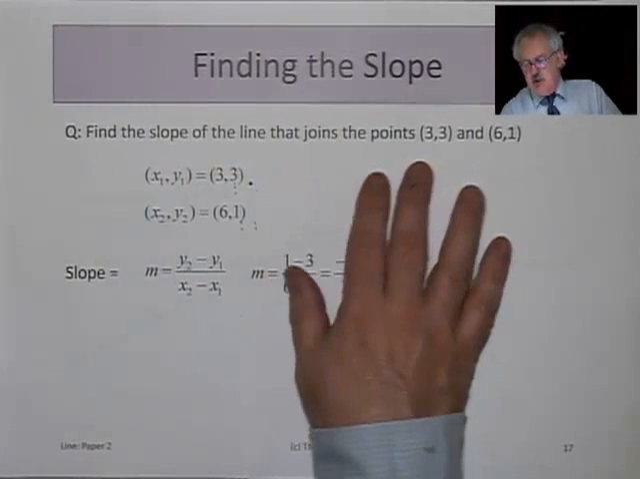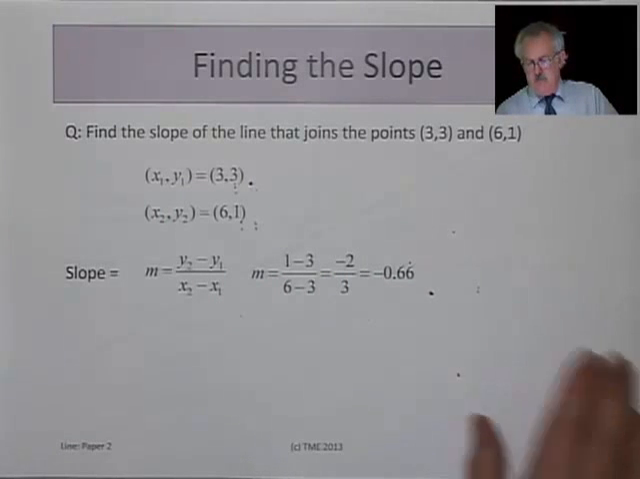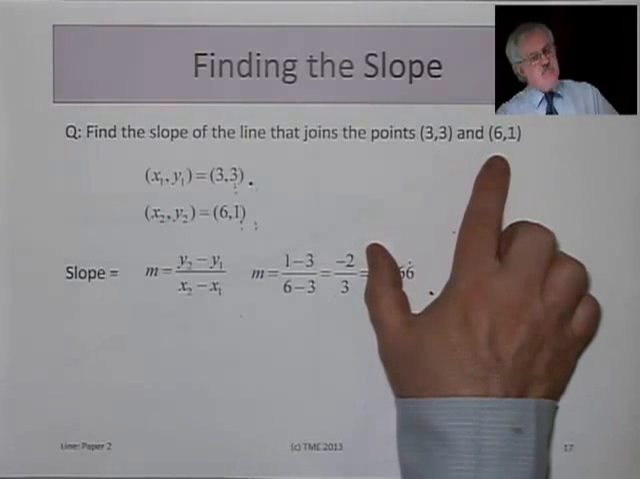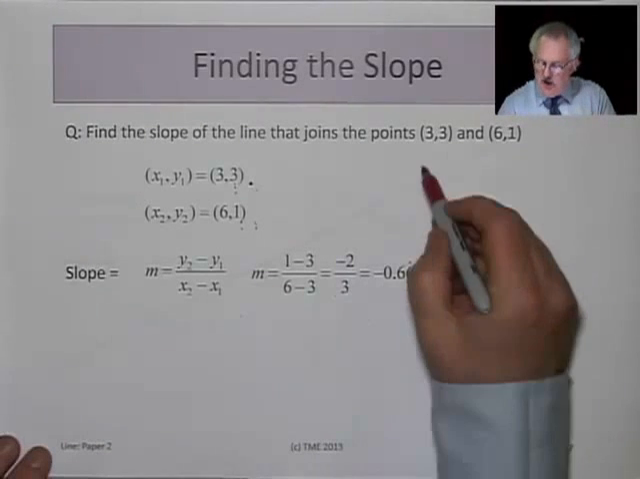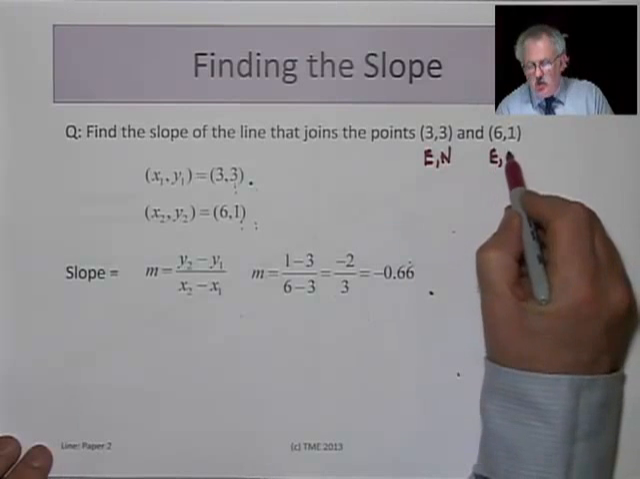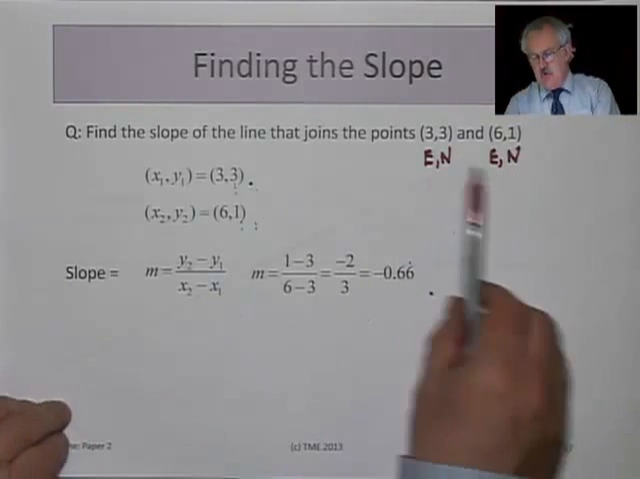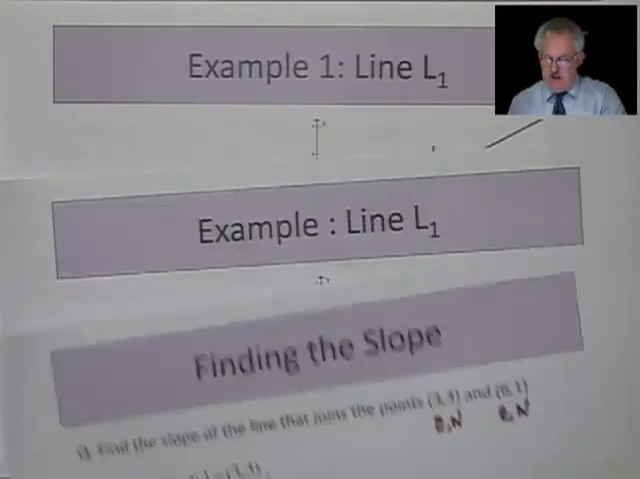Find the slope of the line that joins the points (3, 3) and (6, 1). A bit different this time. Here we're moving from 3 east and 3 north to 6 east, but only 1 north. We're actually coming down. The slope is coming down. We'll show this visually in a minute.